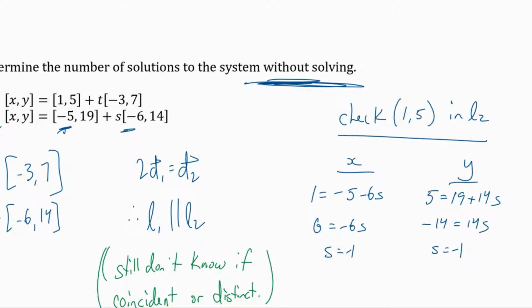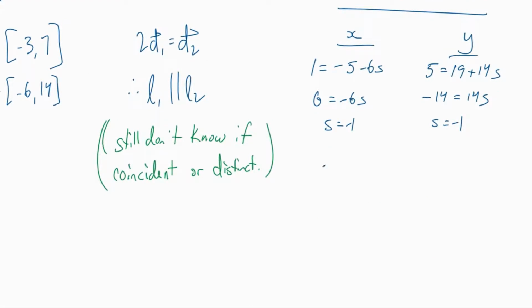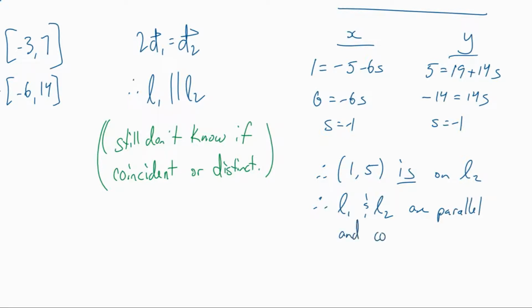I already know that point is on the first line. Now I've checked it. It's also on the second line. Okay, so therefore, the point is on line 2. Therefore, line 1 and line 2 are parallel and coincident. And there are infinitely many solutions.